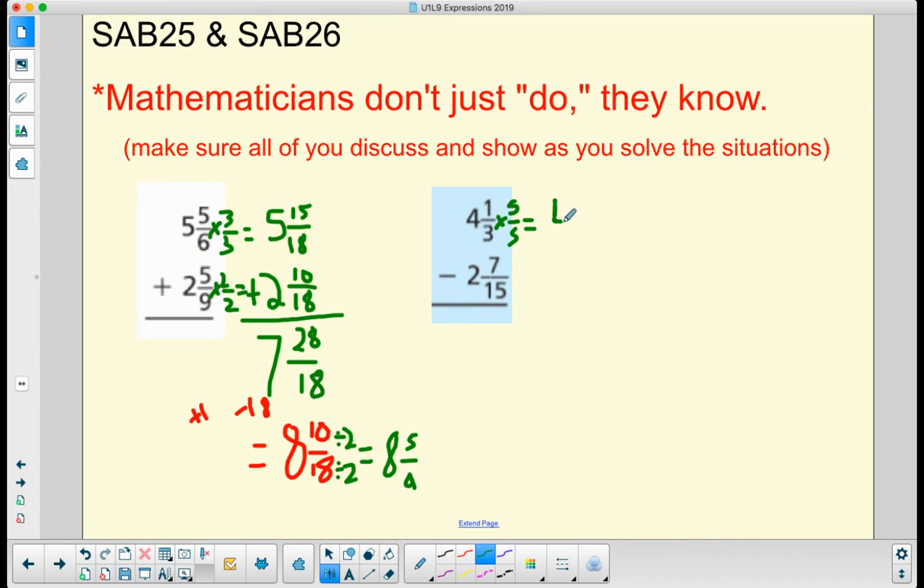That leaves me with 4 and 5/15. Now, that's the most efficient way because I don't have to change this at all, and it's using the smallest numbers possible.